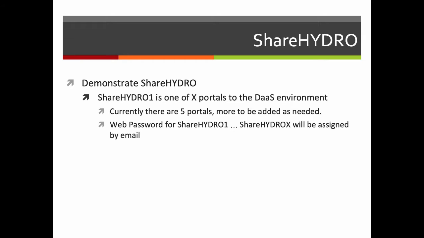And there are currently 5 portals: Share Hydro 1, Share Hydro 2, 3, 4, and 5. I'll show you how to get to those in a second. And there's a web password for Share Hydro 1, Share Hydro 2, 3, 4, 5, all the way up to whatever X is. Those will be assigned to you by email. I'm going to demonstrate with Share Hydro 1, which has some stuff there already that you won't find in the other portals. Nothing software-wise, just some files, so that I could demonstrate that it works.